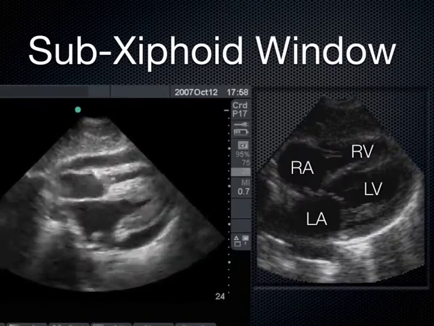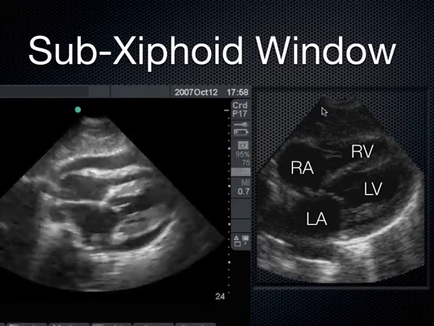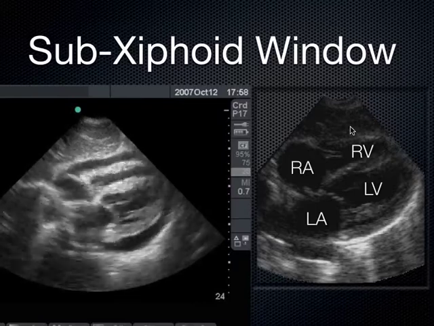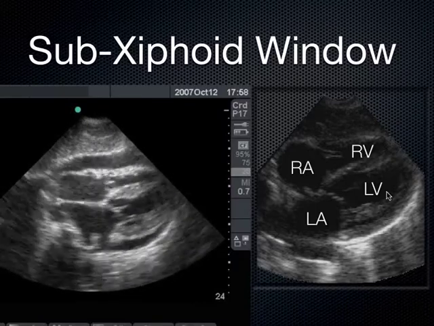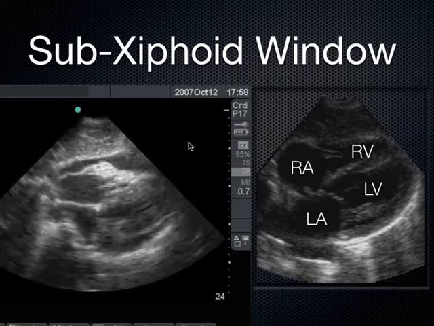So I always know I'm looking at a subxiphoid view because I can see that the liver is at the top of the screen. We can see the liver up here as well. It's a four-chambered view. When I've got the indicator to the patient's right, it's right ventricle, right atrium, left ventricle, left atrium. We can see that this heart is actually moving over here pretty well.